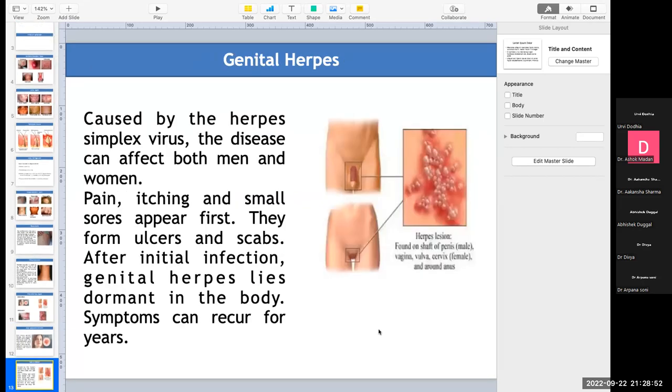Now we come to genital herpes. Genital herpes is caused by the herpes simplex virus. The disease can affect both men and women. There can be pain, itching, and a small sore appears first. They form ulcers and scabs.